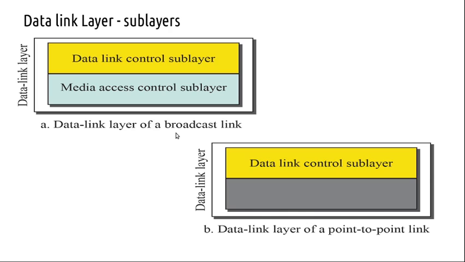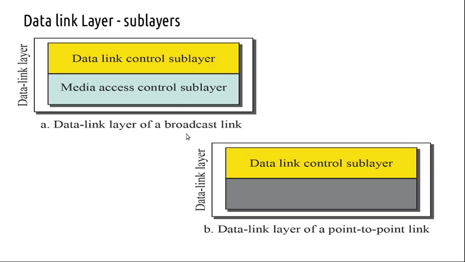Now there are two sublayers. Be aware of this. We'll discuss it in a bit more detail later; I've just included it for the sake of completeness. The Datalink layer has two sublayers. One is the MAC sublayer, medium access control sublayer, which is concerned with shared channel access. The other is the Datalink control sublayer, which is concerned with functions like framing, error control, and flow control.